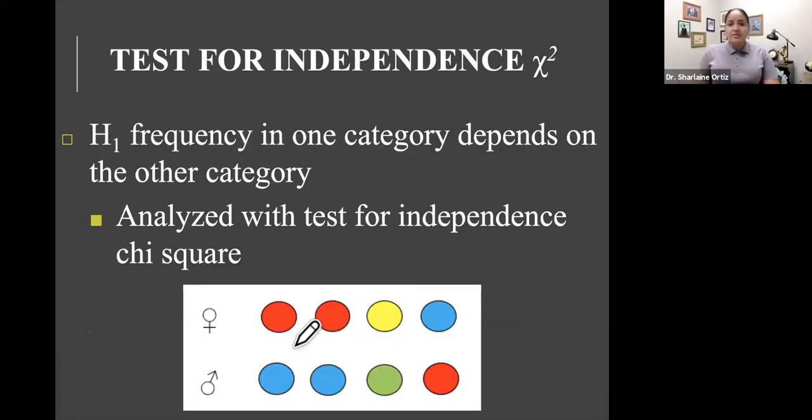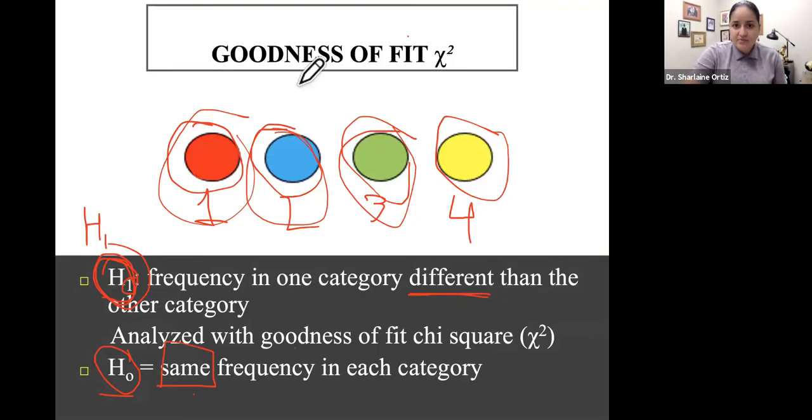Now, let's think about the test of independence. In the test of independence, we are looking for whether there is an actual difference as a function of group assignment. What does that mean? If we go back to the goodness of fit, what it's trying to ascertain is whether there is a difference between categories.